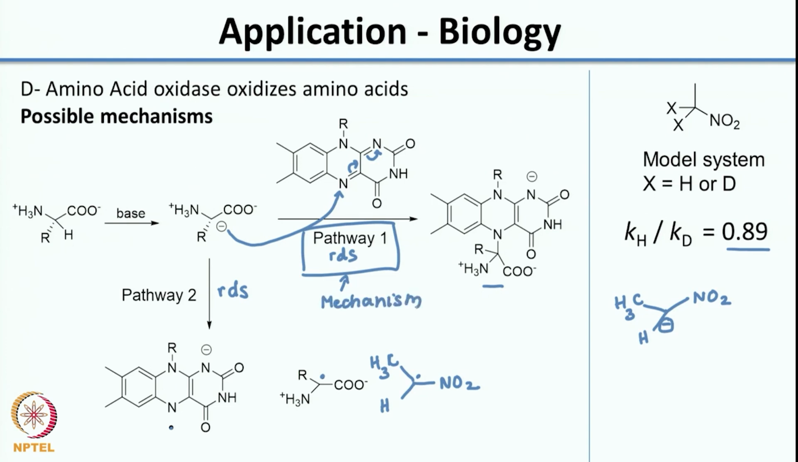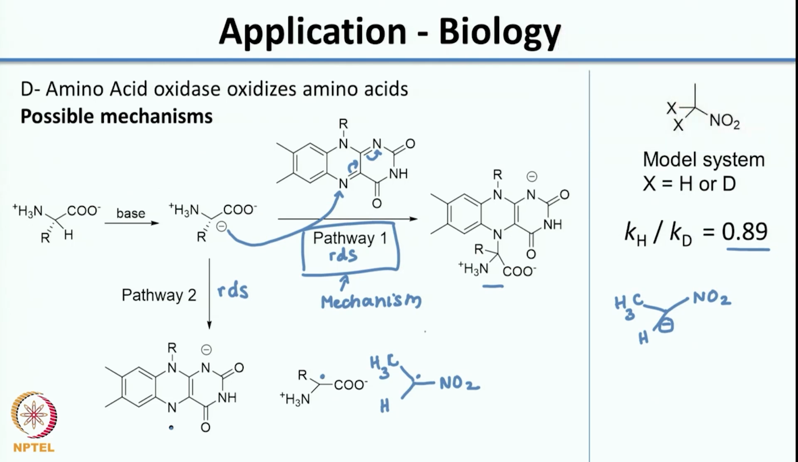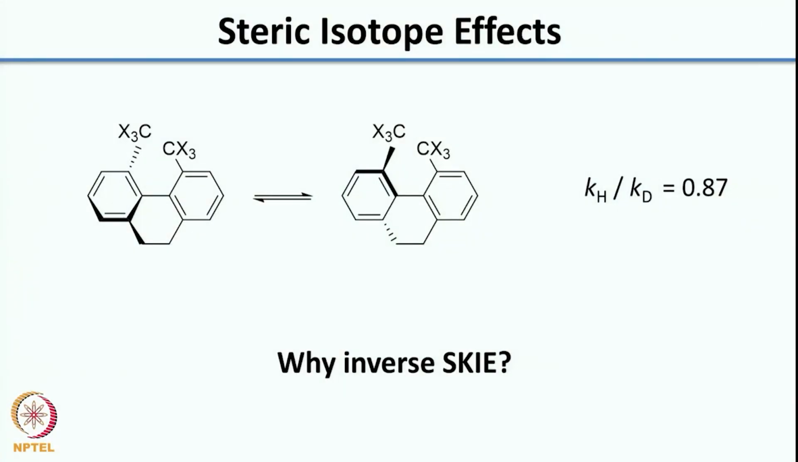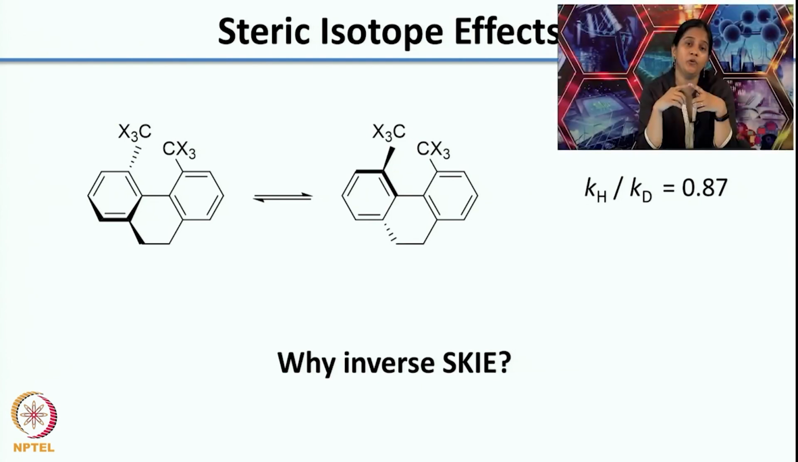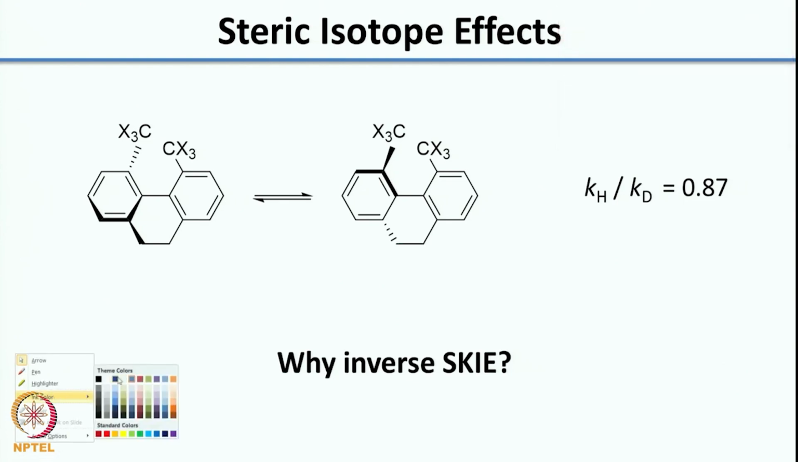So using a clever model system, one can understand the pathway for formation of a particular product even in biology. You need not use a very complex system. Before we leave, I have a question for you. Shown here is not a reaction, it is essentially an equilibrium for rotation about this CC bond. So we are talking about rotation about this CC bond.